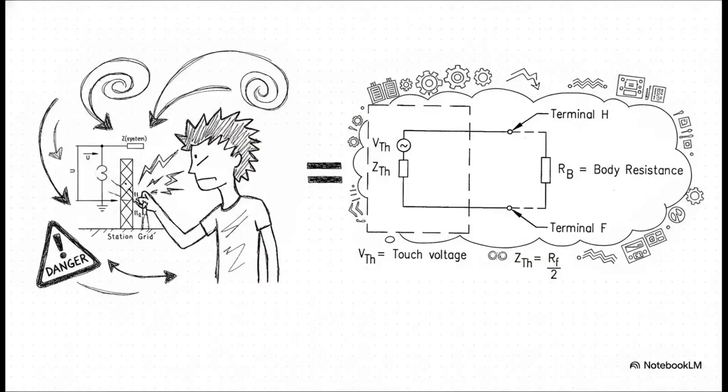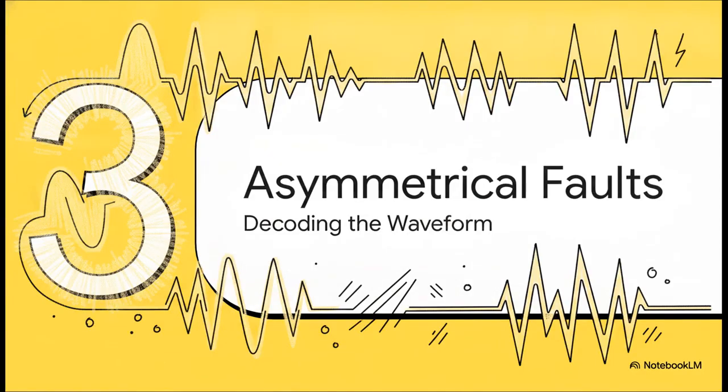And this perfectly illustrates that collapse in action. We can take a terrifying real-world scenario, like a person touching a grounded structure during a massive fault, and reduce the entire rest of the grid down to a simple, solvable, closed-loop circuit. We're left with just the Thevenin voltage, the human body resistance, and the Thevenin impedance, which, in this specific case, is simply modeled as half the foot resistance. It's really that clean.